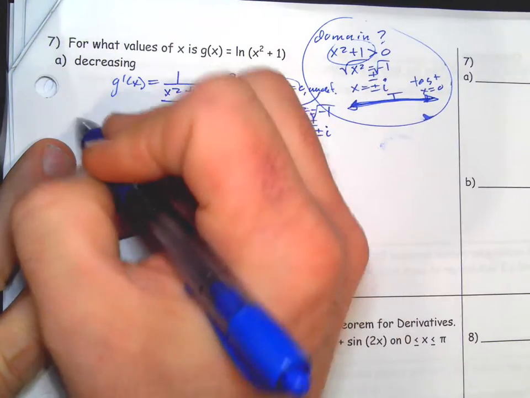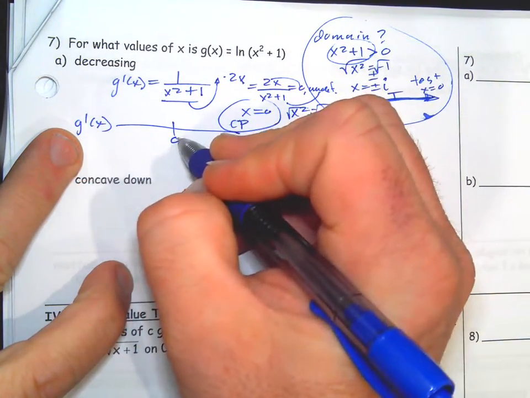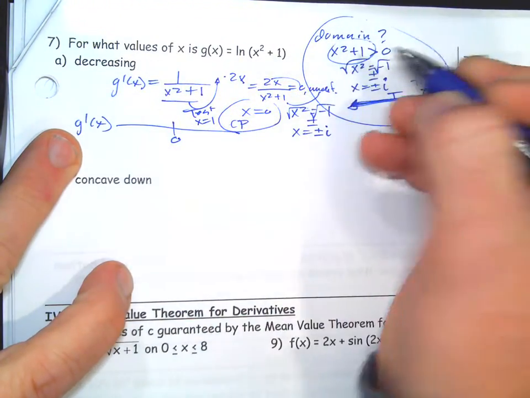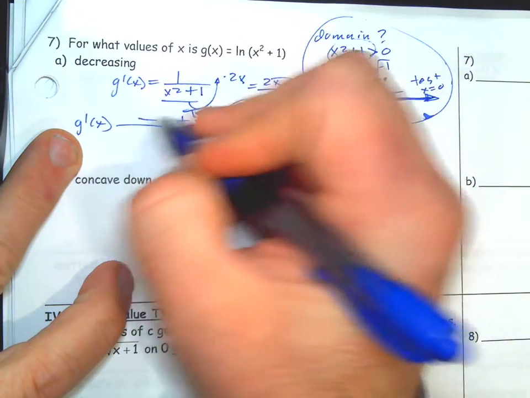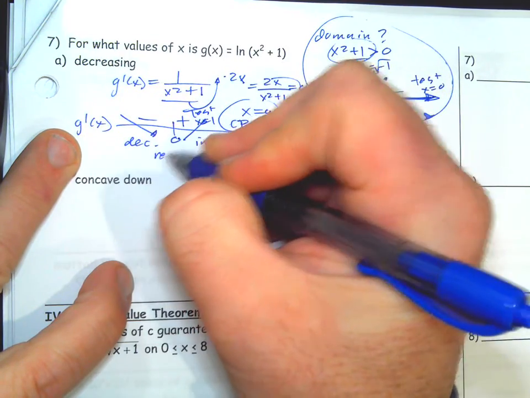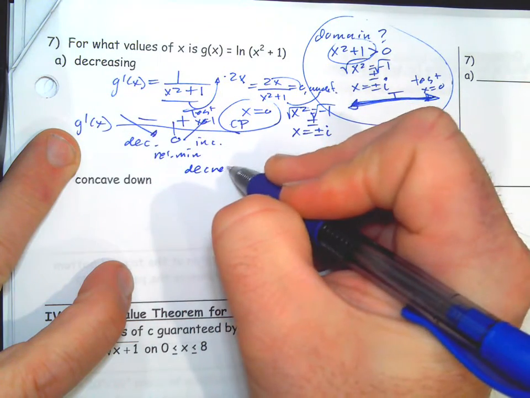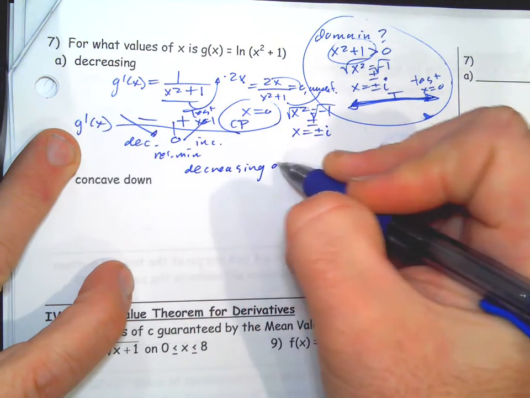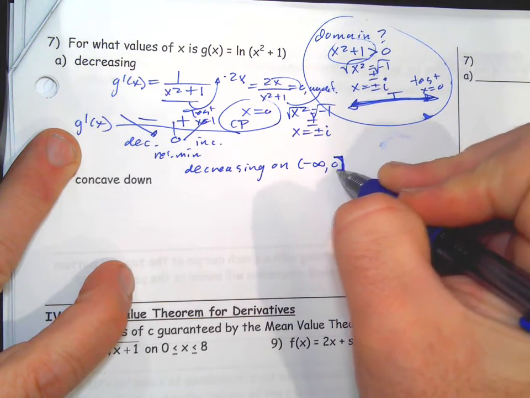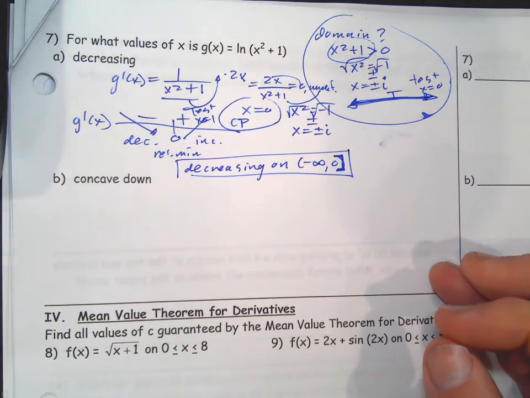You do a line check. Putting 0 on there, and test a point. x equals 1 in the derivative. It's positive, negative, decreasing, increasing, relative min. So we want to know where it's decreasing. It's decreasing on the interval negative infinity to 0, and we include endpoints, right? So we're going to include 0. Put a bracket there. We never include infinity though.